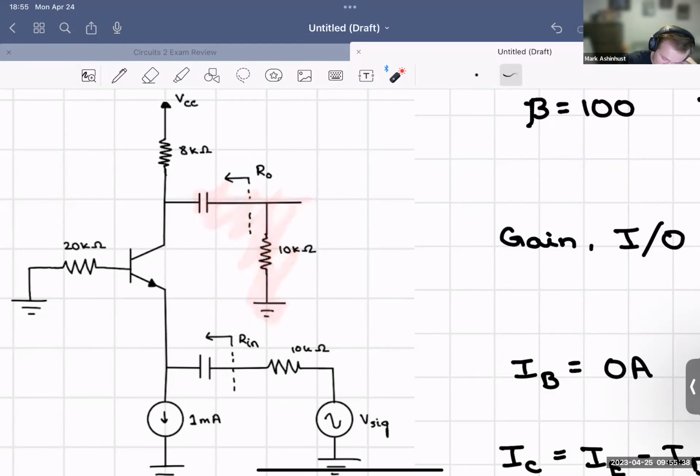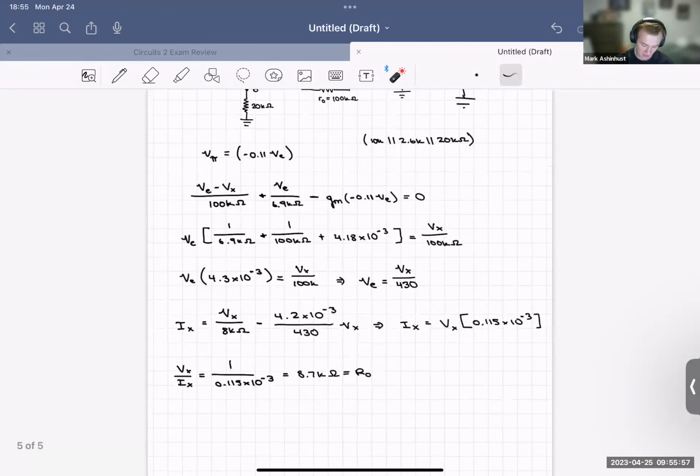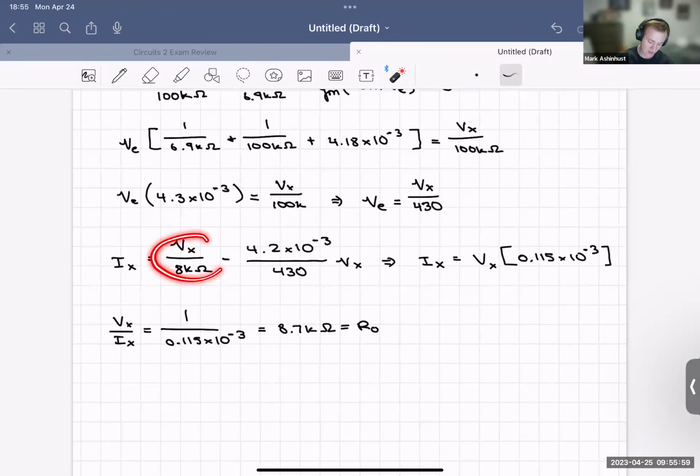Where we put our test source here, with the current going up, and then we have R out. So the only resistor we have now is 8K. It's the 8K not in parallel with that 10K. So that 10K isn't there anymore. So that's why I have that 8K being used here on that Vx.